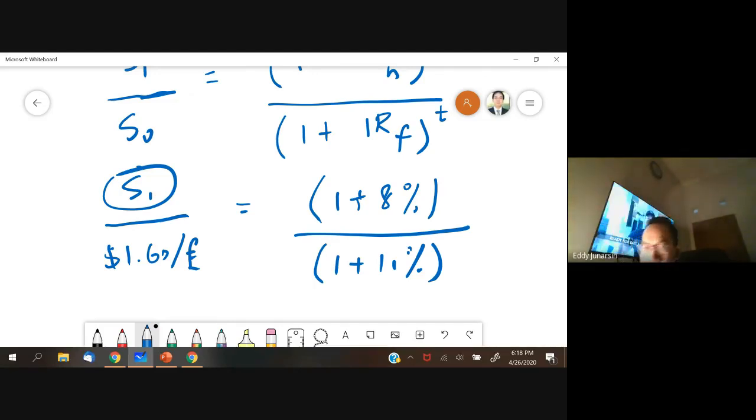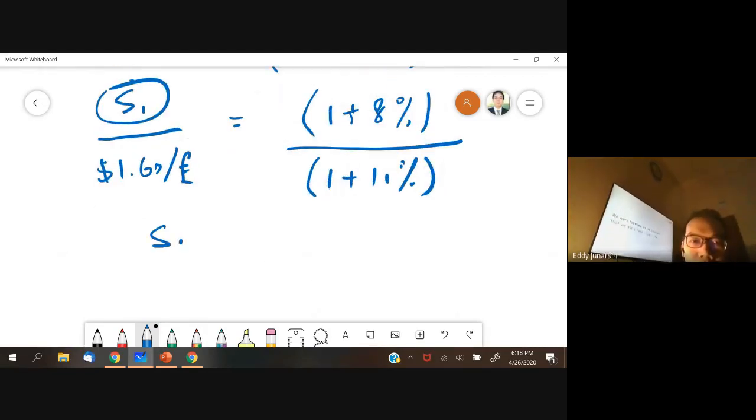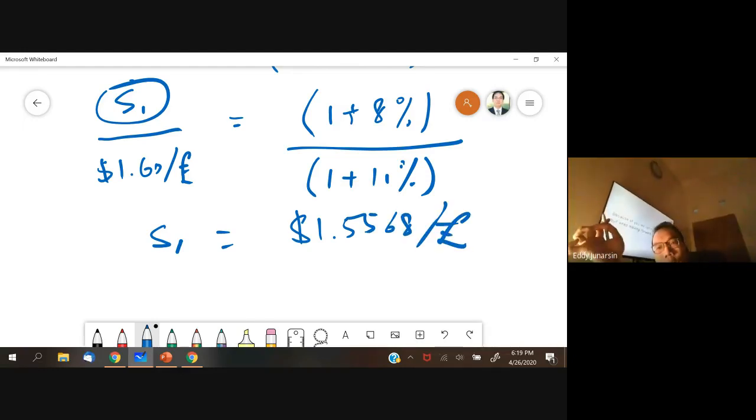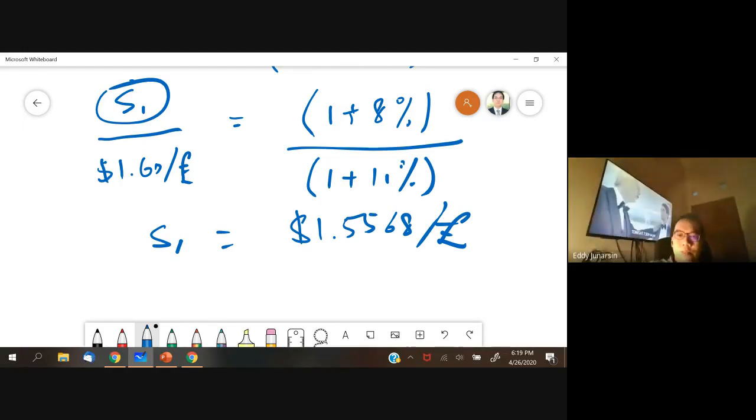So it should be 155. So the expected spot rate 1 year from now would be 155.68. As expected, right? So the expectation says that because the interest rate in the UK is higher, 11% higher than 8% in the US, then its currency is likely to depreciate, right, from $160 per pound to 155.68 per pound. Okay.